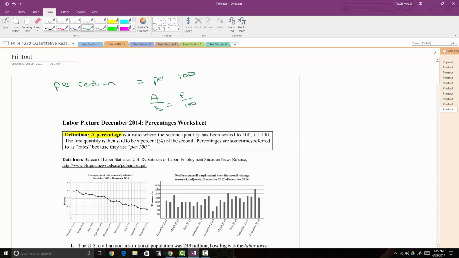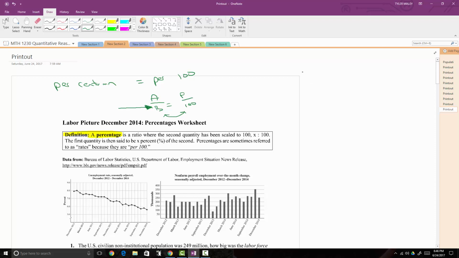Where you have your amount compared to your base, and this is equal to your percent over 100. So the second quantity, the base, is scaled to 100. The base, the second quantity, is the quantity that you want to be the whole amount, 100% of the amount. So you've probably seen this before.